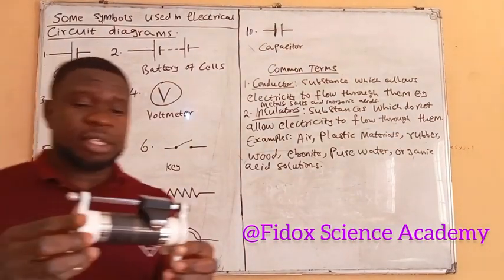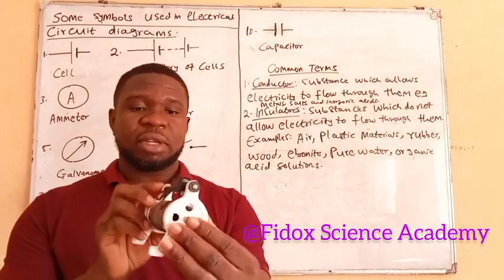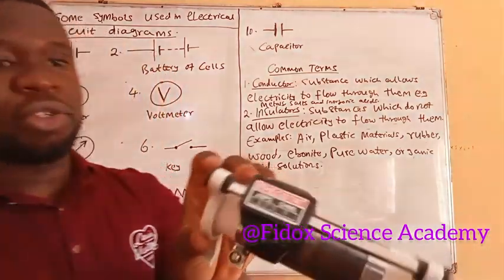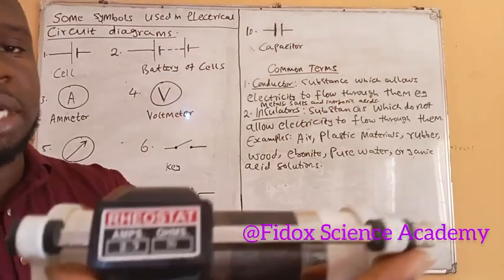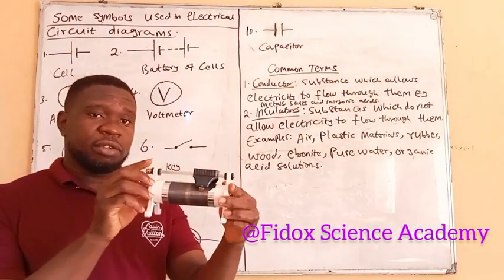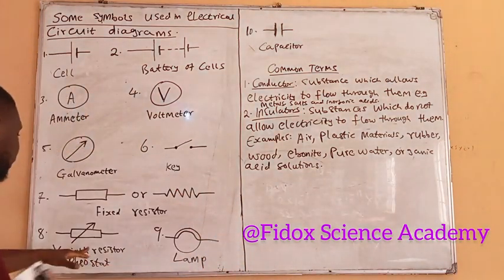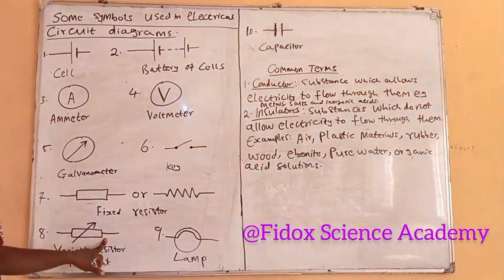And here is an example of a variable resistor. This particular instrument is a variable resistor. You can see it's a rheostat. In case you have not seen it before, this is a variable resistor, and this particular instrument is what is represented by this diagram in a circuit.